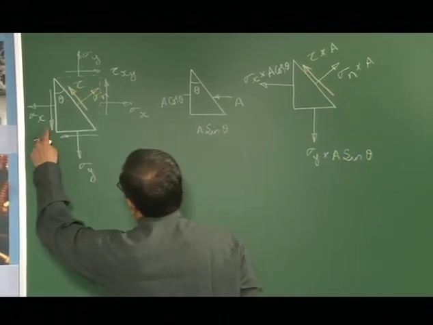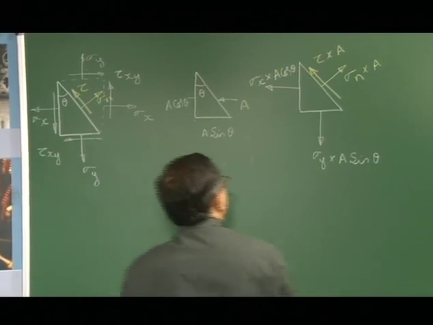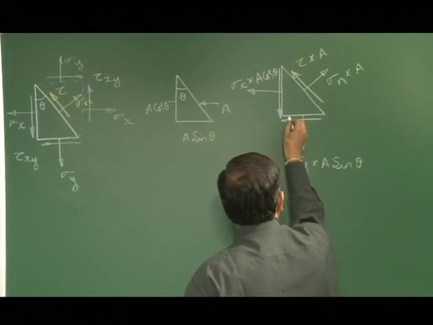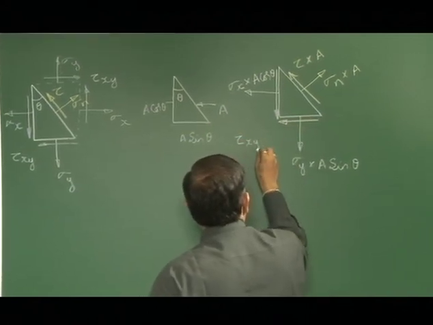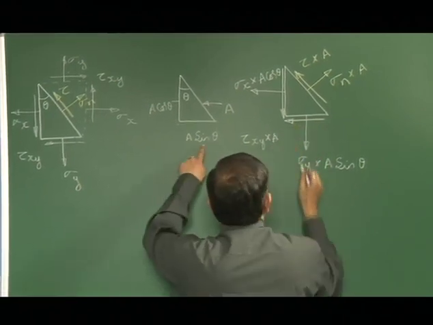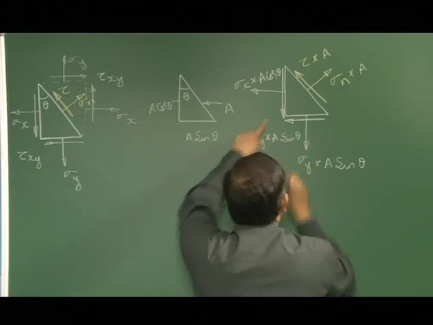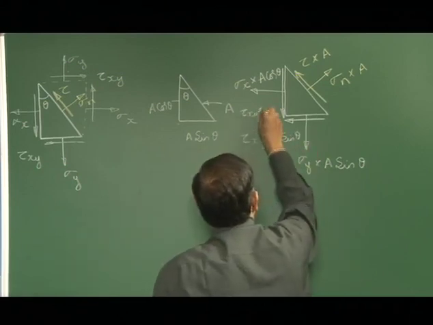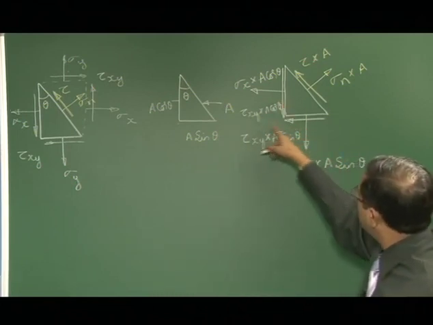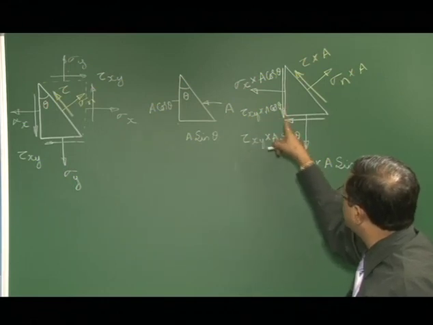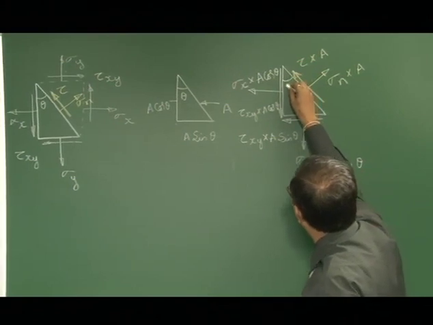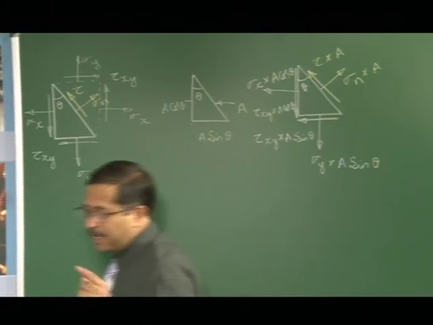Now, we also have the shearing stresses acting on these planes, which should also be considered. So, we will get the shearing stresses as tau xy into the area, which is A sin theta, whereas this one would be tau xy into A cos theta. Now, the stresses that were acting on this plane were the same, but the forces that are going to act will change depending upon this angle theta which we have taken.